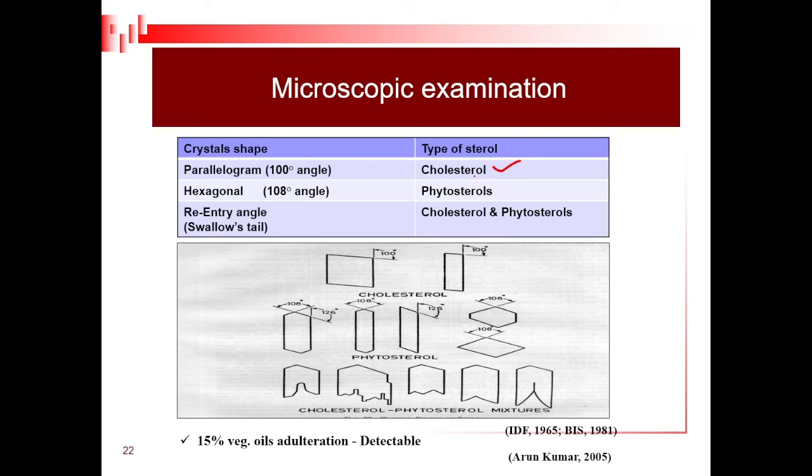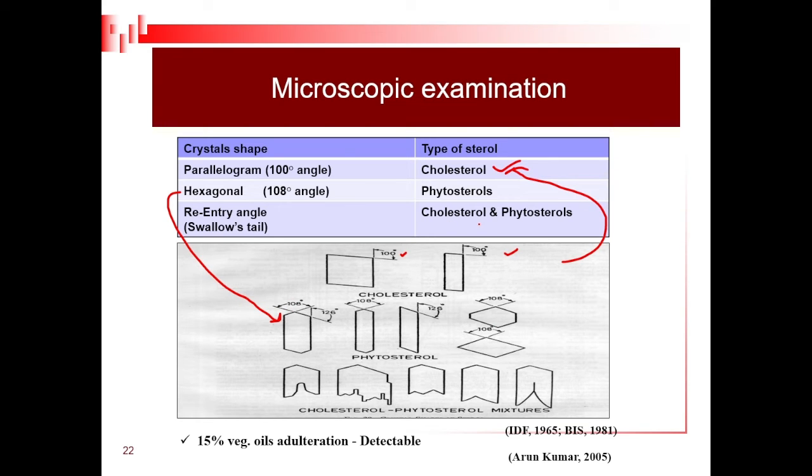For cholesterol we will have the parallelogram-like structure, where the axial angle will be 100 degrees. So there we can see that this is the structure of the cholesterol crystals, and then we have the phytosterols, where a 108 degree angle will be there. They will be hexagonally shaped like this. So the axial angle will be 108 degrees for pure phytosterols.